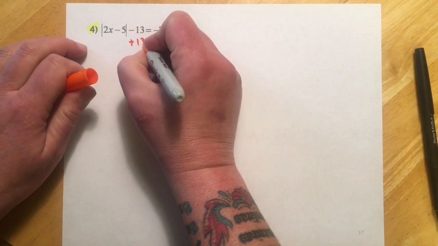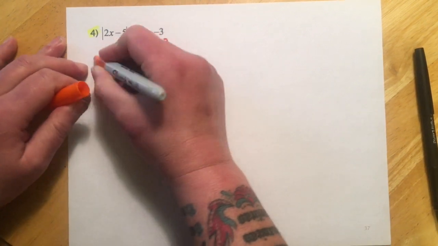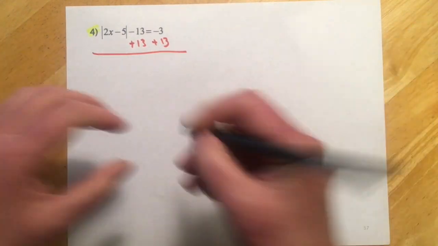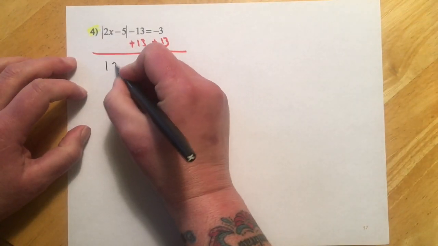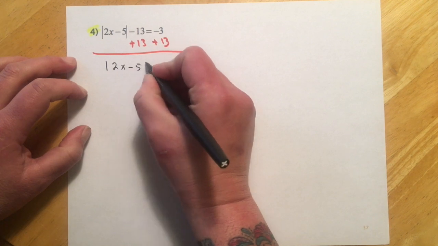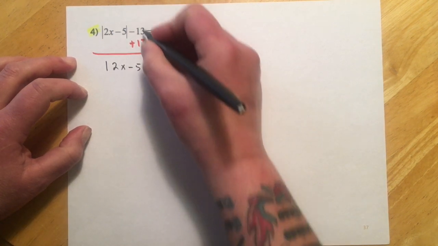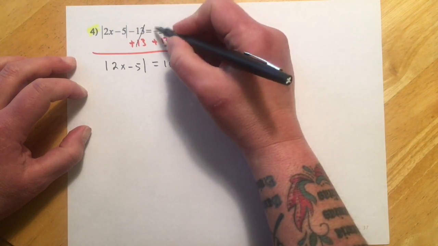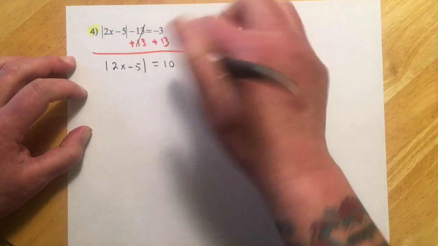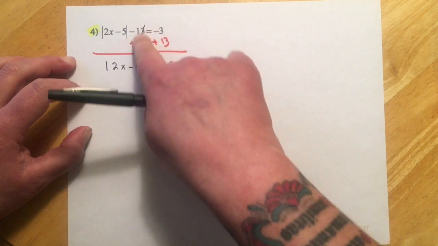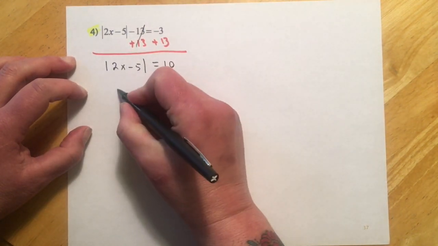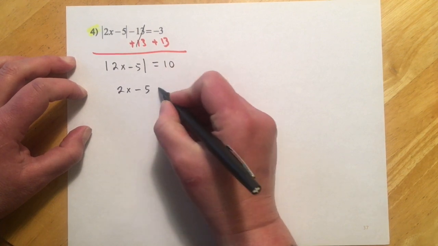So I want to make sure that I always isolate the absolute value first, and then proceed to splitting it up. So now this is 2x minus 5, and then equals, this is gone, and then it becomes positive 10. Also notice you might see that negative 3 over there and think it's going to be a no solution, but we got to get it finished off, we got to get it isolated before we can tell. So now that I'm here, that's cool. Now I can go to splitting it into the two equations.